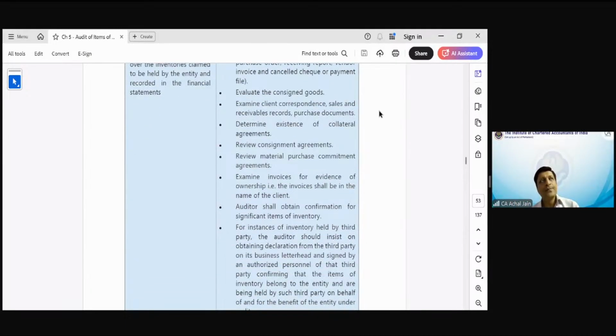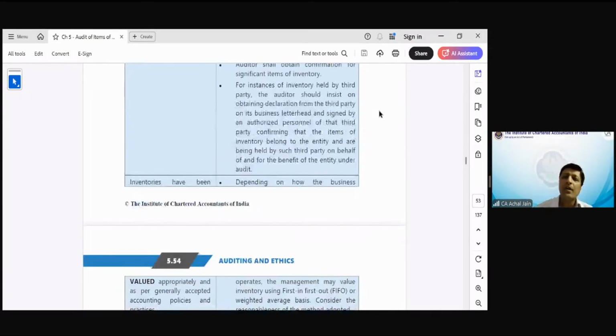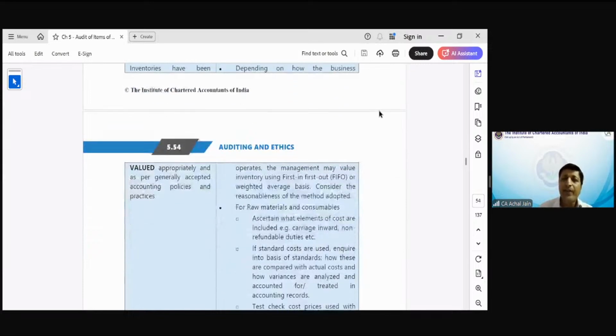Then of course, rights in relation to inventory will be verified through supporting documents, be it invoices, POs, or agreements. All of those supporting documents are required to be verified.